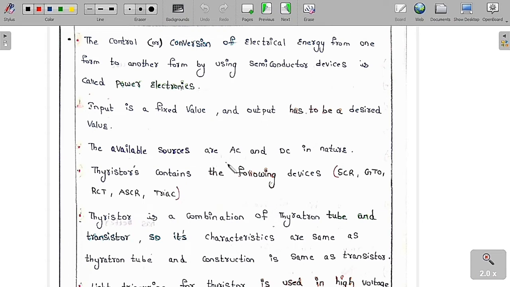The available sources are of AC and DC nature. In nature, the sources are of two types: either a DC source or an AC source. Only these two types of sources are available in nature.